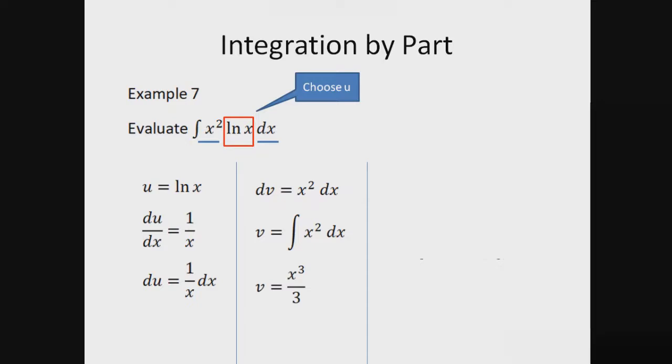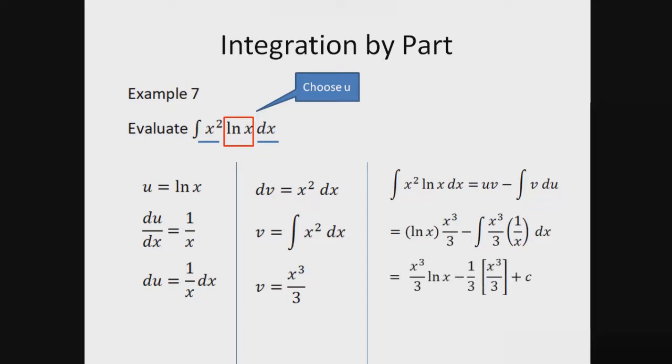Now we can substitute everything into the integration by parts formula, which is uv minus the integral of v du. So we have ln x times x cubed over 3 minus the integral of x cubed over 3 times 1 over x dx. We simplify, and we get x cubed over 3 ln x minus 1 over 3. Solving the integral, we get x cubed over 3 plus c. We factor out 1 over 3 x cubed, and we get x cubed over 3 in brackets ln x minus 1 over 3, plus c.